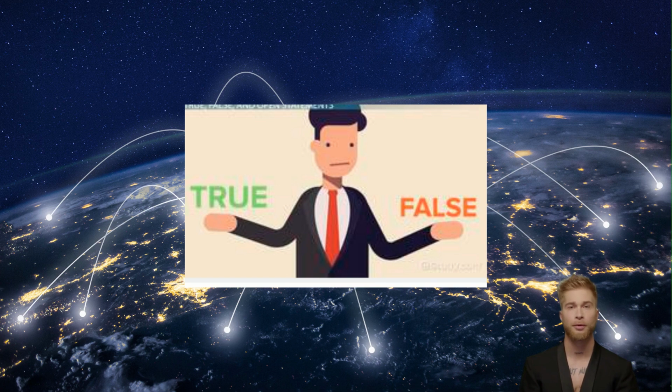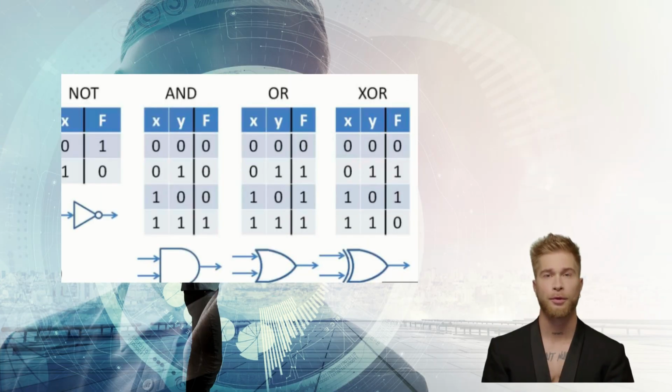Now let's dive into the fundamental operations of Boolean algebra that manipulate these binary values. The three basic Boolean operations are AND, OR, and NOT.